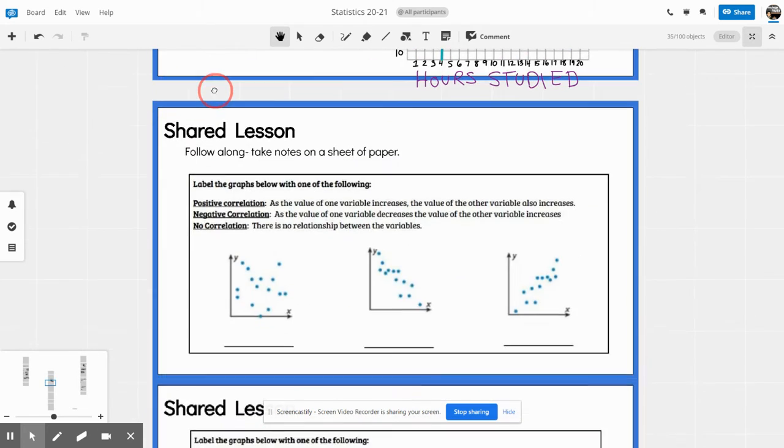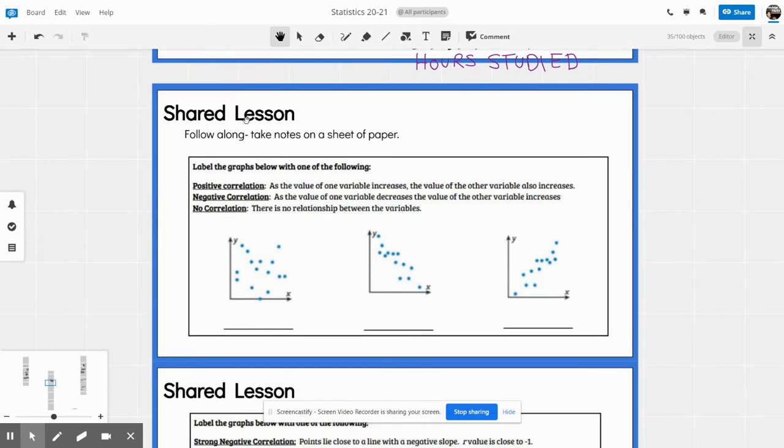So moving on to our lesson for today, we are talking about different types of correlation. As you can see, we have the definitions right there, and then we have 3 graphs. A positive correlation is if the value of one variable increases, the value of the other variable also increases. So as you move along your x-axis, your y-axis would also be increasing. So if we look at the graphs down there, which one has a positive correlation? You should have selected the one all the way to the right.